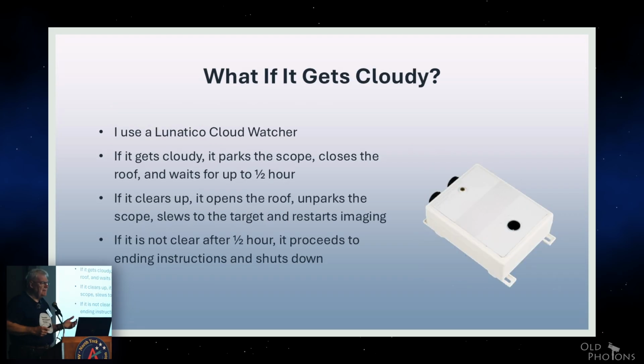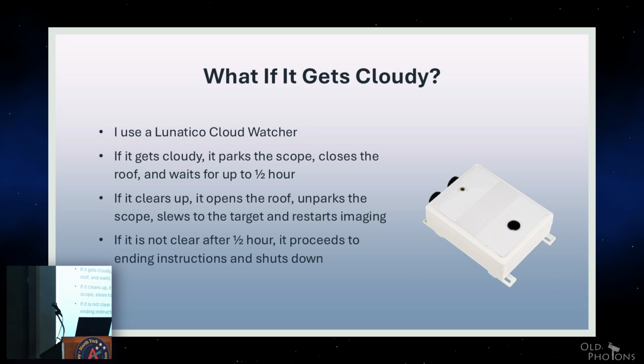So it doesn't rain, but the clouds move in. So there's a wonderful device that I avoided buying because they're about $500. And when I consider what they do, they're really quite a bargain. A Lunatico cloud watcher. And the way they work is they measure the temperature in the ambient air where the device is located, and they have this little infrared sensor.